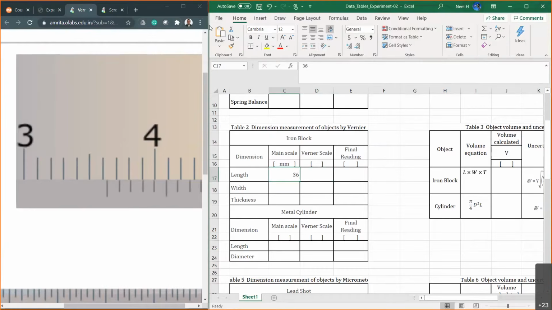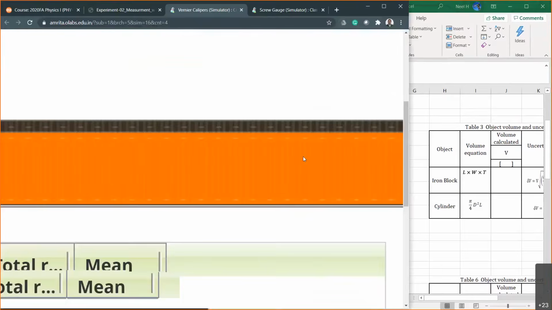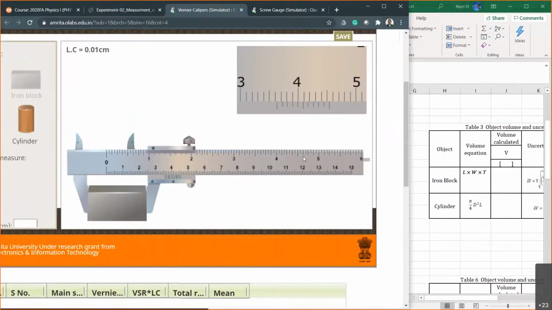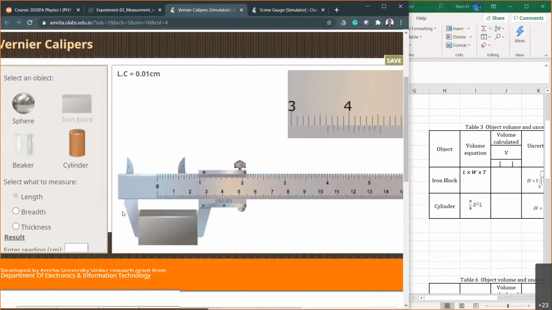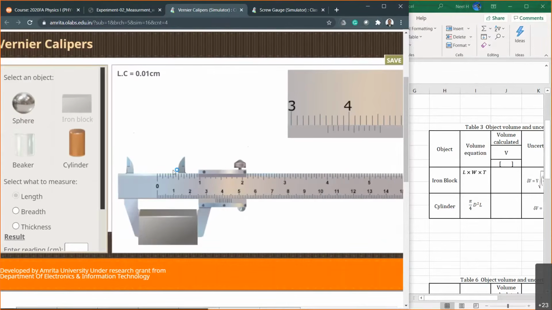In your case, you might read a different number. Don't write down my numbers, because I think this simulator has a couple of different versions. Each of you might get a different number. Not every one of you will get a different number, but as I understood, there are at least maybe 5-6 different variations of this.